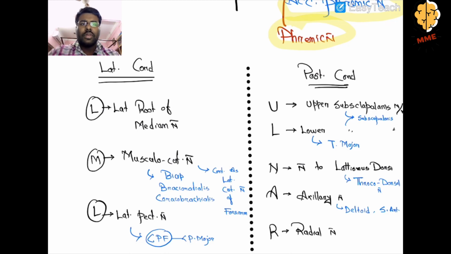Firstly, the lateral cord. There is a mnemonic, LML: lateral root of median nerve, musculocutaneous nerve, and lateral pectoral nerve. These are the three branches. The musculocutaneous nerve mainly supplies the biceps, brachialis, and coracobrachialis, and then continues as the lateral cutaneous nerve of the forearm. This is about the lateral cord.